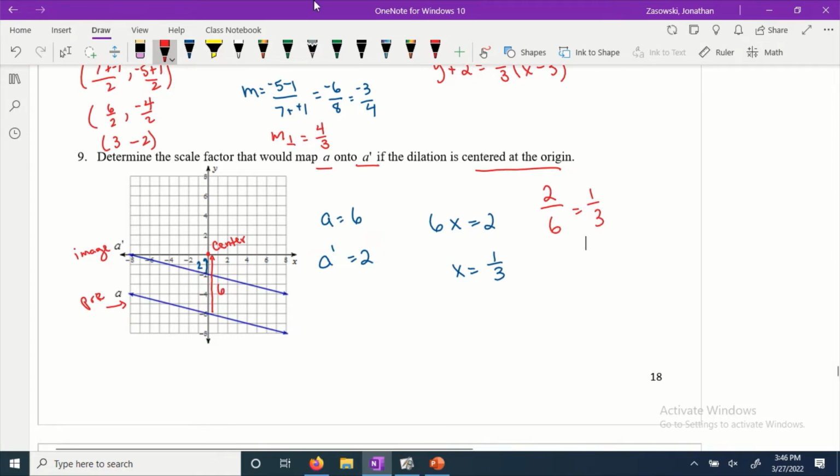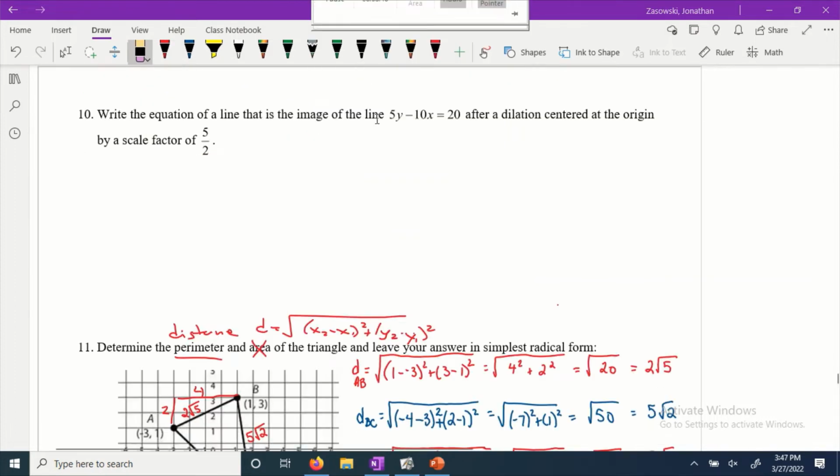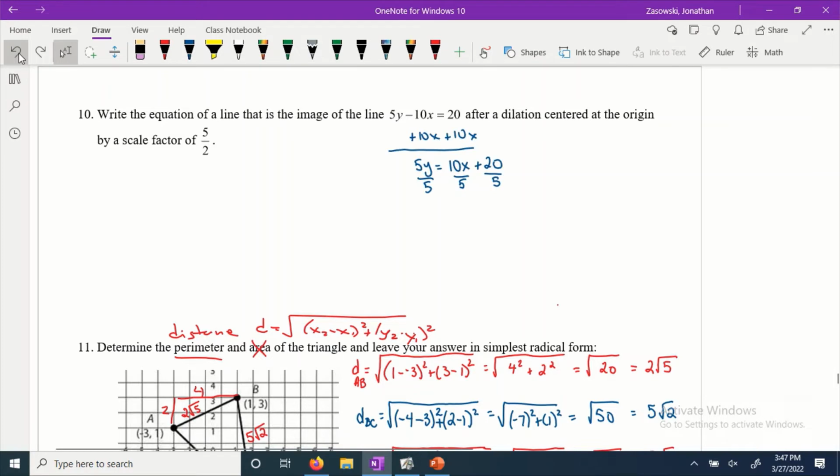All right, number 10. So once again, we're going to take the line they gave us, figure out the equation, and since it's dilated from the origin, we're going to multiply the y-intercept by 5 over 2. So once again, we're going to solve for y. And you'll have a graph on the quiz for this, so you can just graph the line, multiply that distance, and then plot those points again.